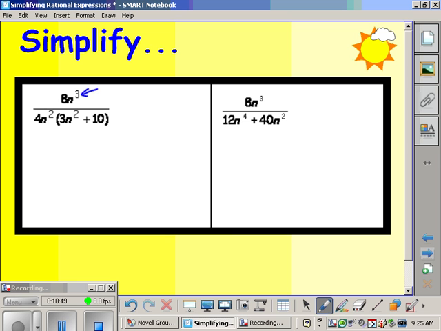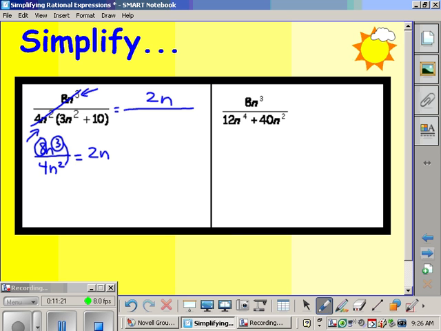Okay, so the one on the left, if you look, we have two monomials, 8n cubed and 4n squared. So let's go ahead and simplify that. Well, 8 divided by 4 is 2, and because the 8 is larger, the 2 will be in the numerator. For the n's, the variables, you're going to subtract those exponents, which will be n to the first. And again, because the exponent in the numerator is larger, the n to the first will also go in the numerator. So what we have now is the 2n in the numerator.